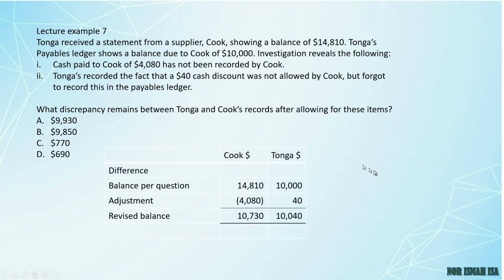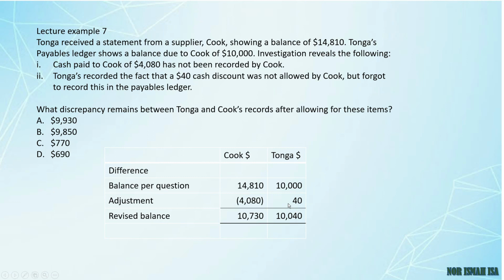So this is the answer. This is Cook's statement amount, and this is Tonga's payable balance. So the adjustment: this is the check that Cook never received yet. The amount includes the debt which has not been paid, but the check is already issued. So you minus the check amount. So the revised balance is 10,730. As for Tonga, the payable ledger is 10,000.